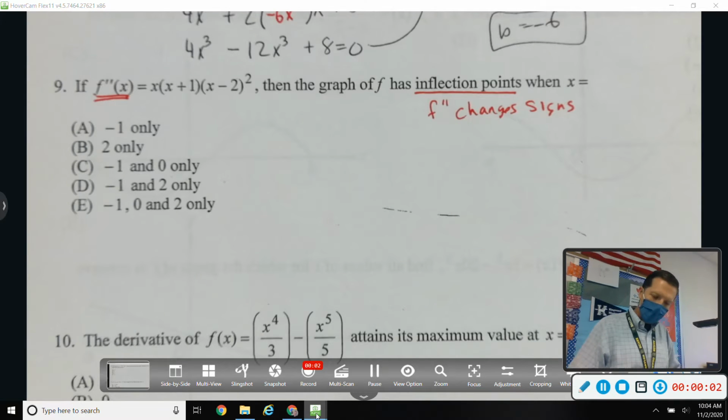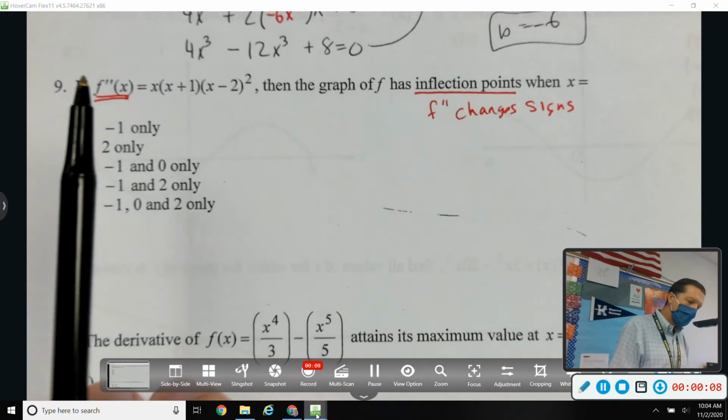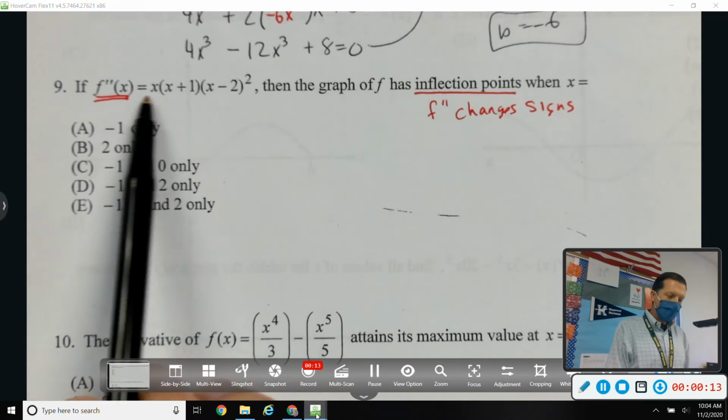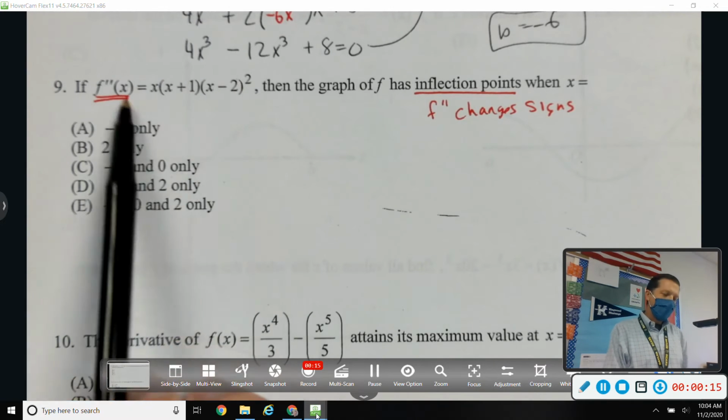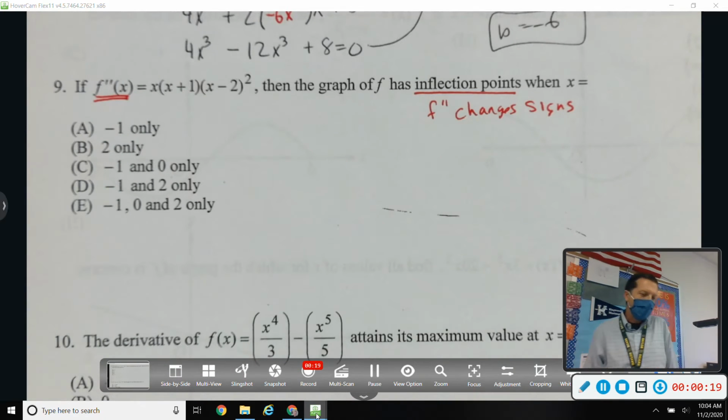Looking at number 9 from the multiple choice practice. Inflection points is where f double prime changes signs, but it gave us f double prime. So, you look at this and maybe initially you think, crud, I got to take a derivative of that thing, but you don't. It's giving you the second derivative.